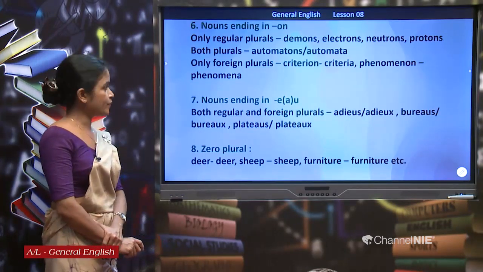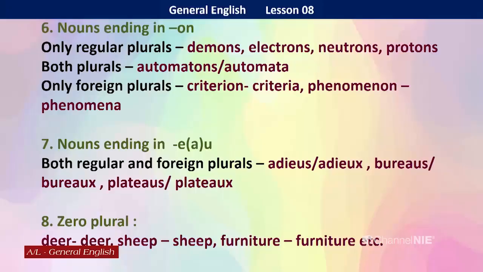What are the regular plurals? Demon. Last two letters are O and N. So, in regular manner we can form by adding S, demons. Electron, electrons. Neutron, neutrons. Proton, protons. You are learning these words in your other subjects also, right? Then both plurals, both are counted as plural nouns.